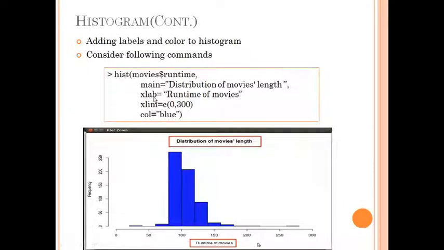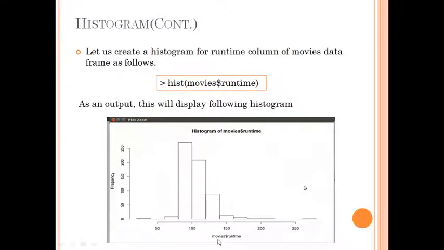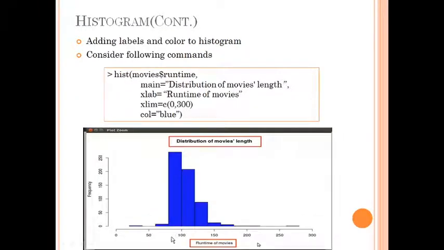xlab stands for x label, which is the label to be displayed over here. You can see previously we had movies dollar runtime, which was what the actual variable was. But here we have a customized name, runtime of movies, which can be specified using xlab. If you want to change the label over here, we could have given ylab and given the new name. But frequency is the relevant name, so we don't change it. Otherwise, we could have given ylab, that is y label, and our desired name.